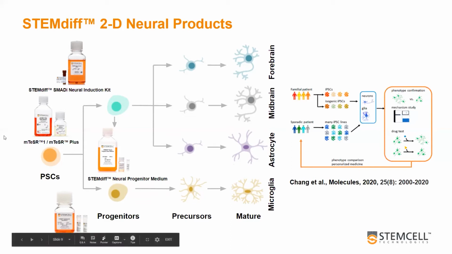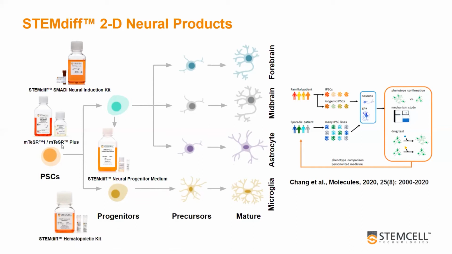You can use mTeSR1 or our new mTeSR Plus to culture PSC, and use STEMdiff neural induction kits to generate neural progenitor cells. Then you can either maintain them in our neural progenitor medium or bank the cells for future use. Or you can use our 2D neural differentiation kits, which I will talk about in detail later, to make neurons or astrocytes.